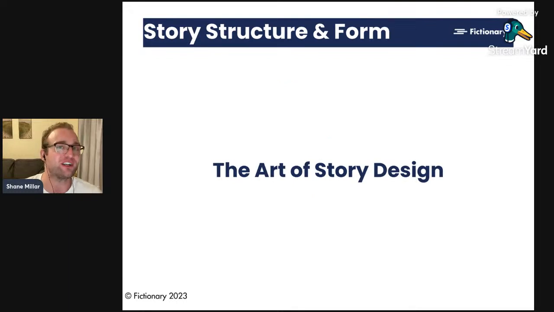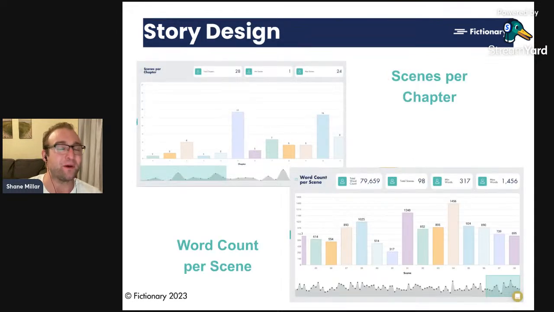Okay, let's move on to story structure and form next, and we'll talk about the art of story design. So Fictionary, I've already covered this. We have all these stunning graphics within Fictionary that show you exactly how your story is looking, how it's shaped. Some of the things that we can really get into story design about are scenes per chapter and word count per scene. Now, it's important we have some variance here so that every scene is not necessarily exactly the same length, although this can be done and it can be done well if you're doing it intentionally. It's just easier to vary the pacing.